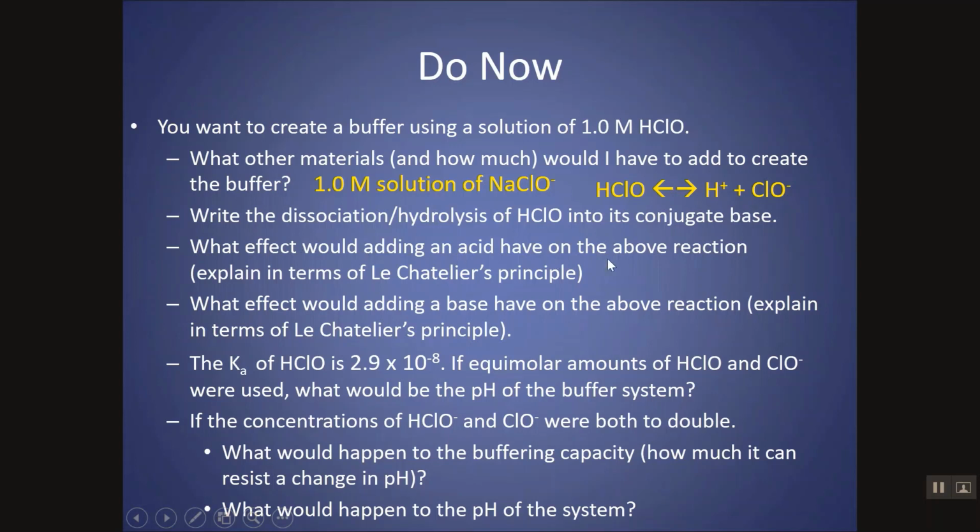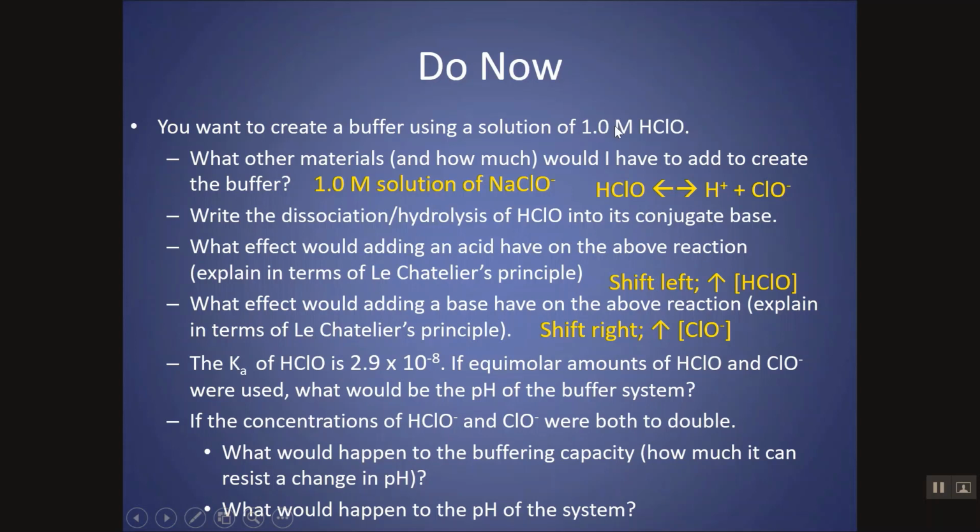Okay, what effect would adding an acid have? Acid provides H+, a shift to the left, ClO- would go down, and HClO would go up. If I were adding a base, the OH- from the base would react with H+, H+ would go down, this would shift to the right, and ClO- would go up, HClO would go down.